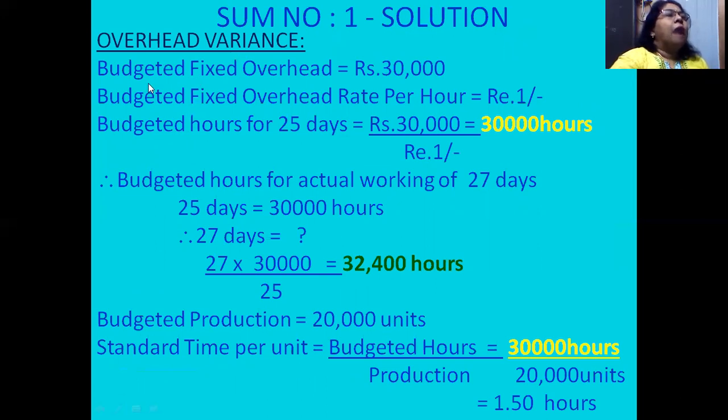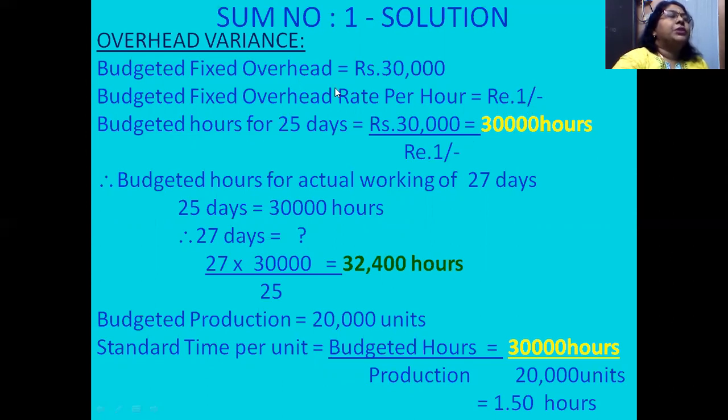For that, I have to consider budgeted fixed overhead. It was given in the problem as 30,000. Budgeted here represents the standard. So budgeted fixed overhead was given as rupees 30,000. Budgeted fixed overhead rate per hour is rupee 1. Budgeted hours for 25 days: how to calculate? 30,000 for a month, and we need to calculate for 25 days, so divided by rupee 1, we are going to calculate how many hours it took for 25 days.